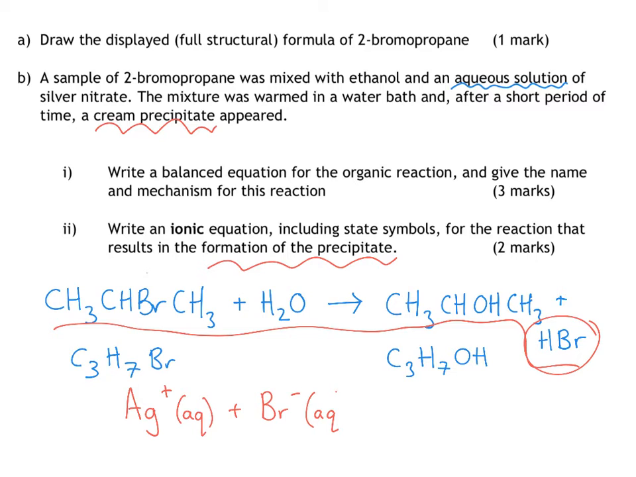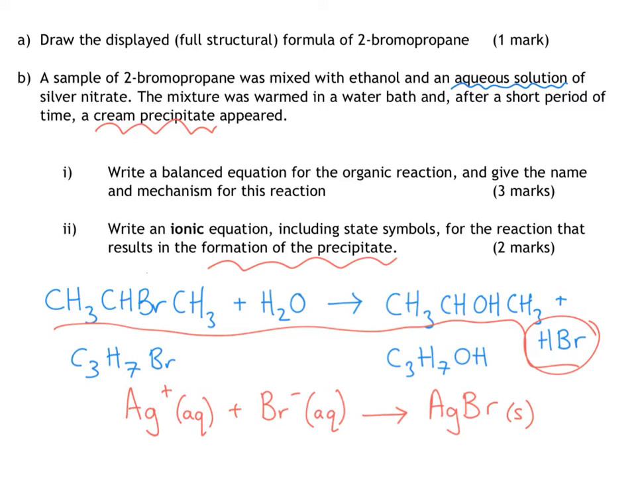Silver ion is Ag+, we just need to learn that, can't work it out from the periodic table. Bromide ion is Br-, AgBr is the precipitate, and we need a solid. So it's 1 mark for the correct formulae, there's no balancing required, and it's 1 mark for the state symbols, aqueous plus aqueous makes solid.